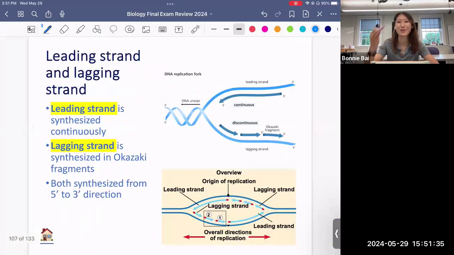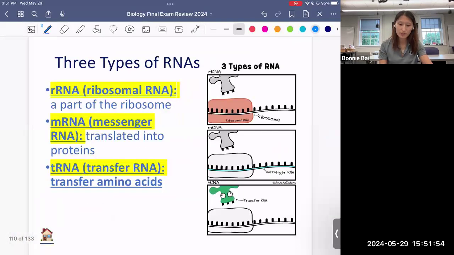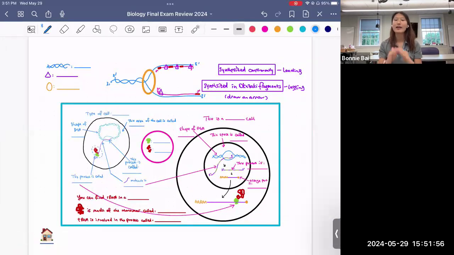Moving on to leading strand. Here we go. Leading strand and lagging strand. Leading strand is continuous, and you can also see the arrow pointing towards where the DNA is splitting, and the lagging strand is pointing away, and it's in Okazaki fragments. Once DNA replication is its own thing. Over here, actually, we're going to take a look at this diagram first, and then we'll take another look at transcription and translation. Let's take a look at this diagram.